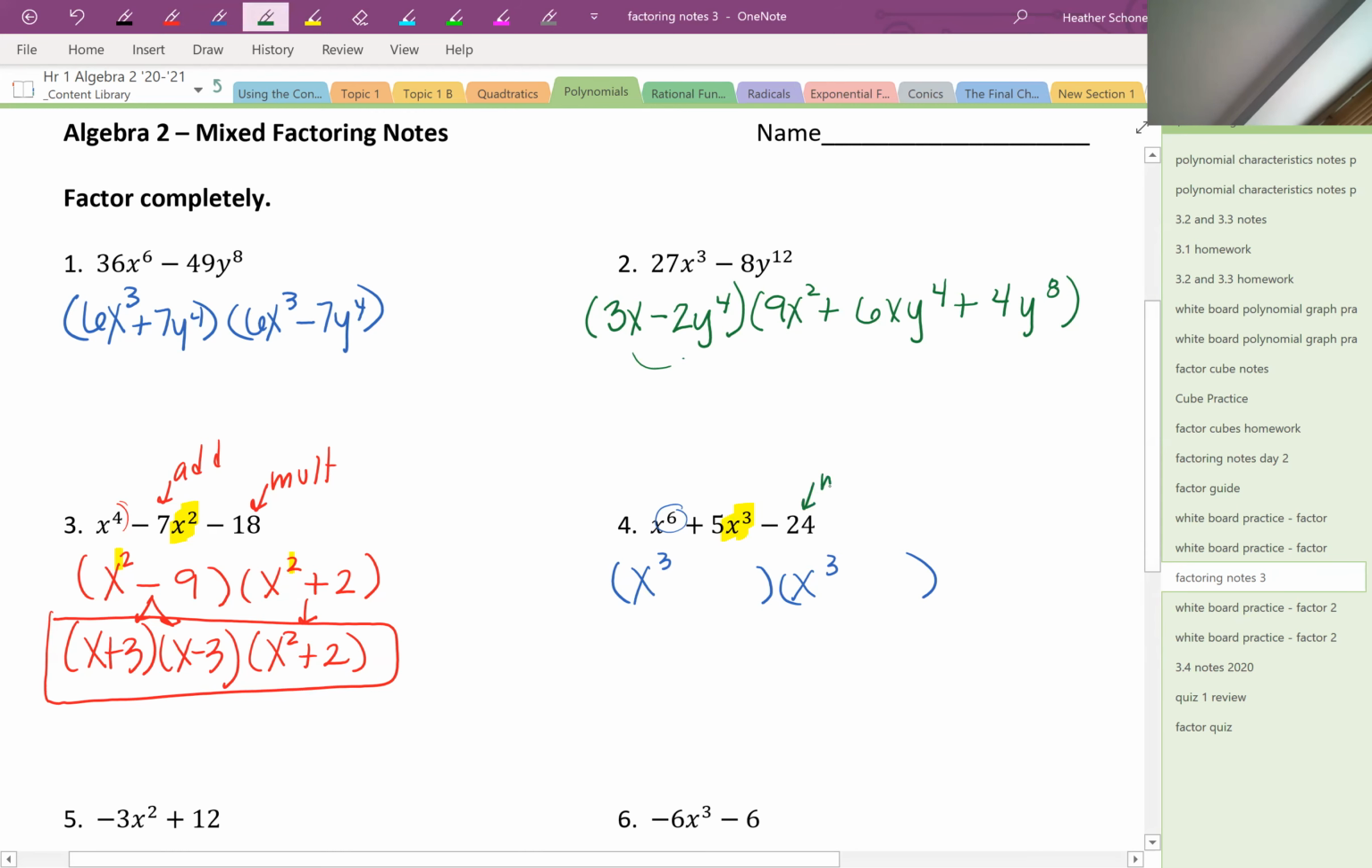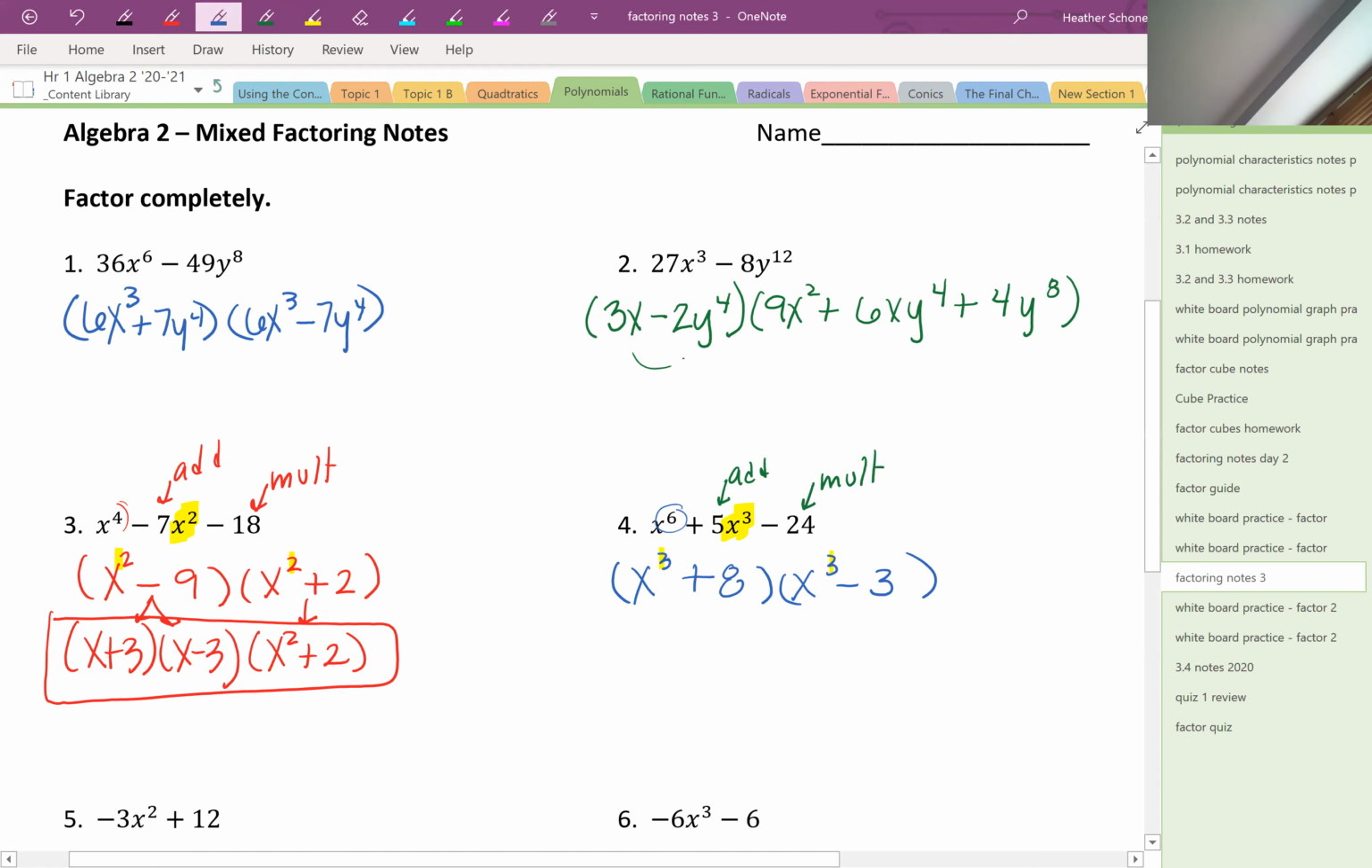Now we're looking for 2 numbers that multiply to negative 24 and add to positive 5. Well, those 2 numbers would be positive 8 and negative 3. But now, because the exponent is something other than the invisible positive 1, we need to see if this would factor further. Well, the first one, it's a binomial.